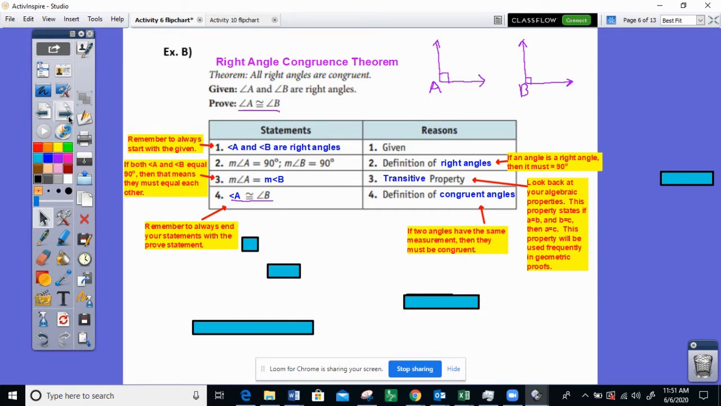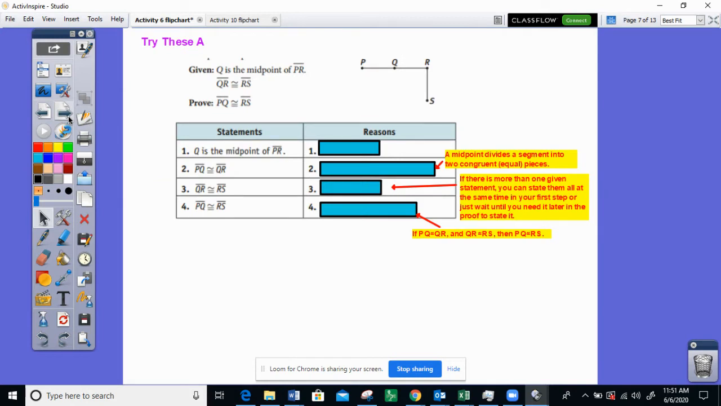All right. So here's another fill-in-the-blank proof. This is on the next page in your PDF. This is on page 67. Given Q is the midpoint of segment PR. Also given segment QR is congruent to segment RS. Now this one's a little bit different because there are two different pieces of given information.